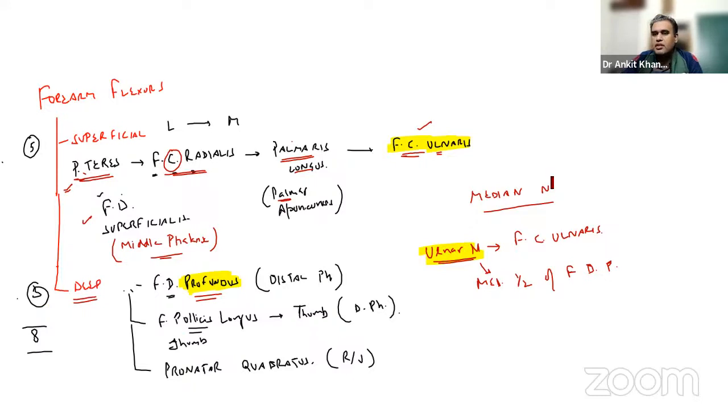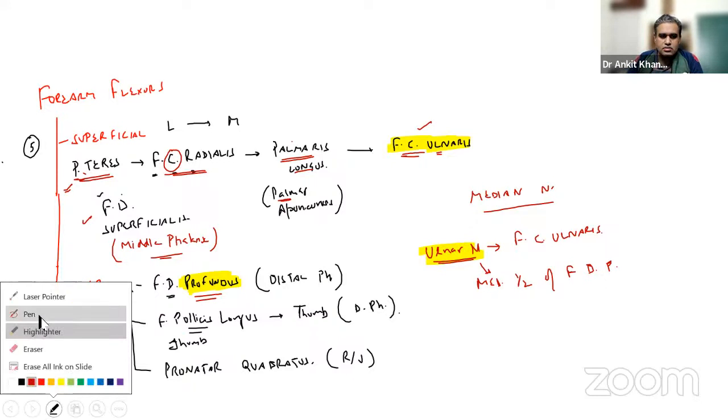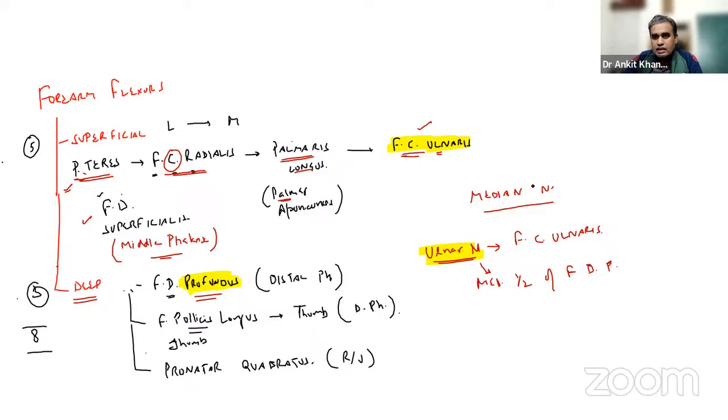One more catch is that the median nerve, okay, let me use the pen, not the highlighter, actually gives off a branch that is known as anterior interosseous nerve. So here the remaining muscles. How many remaining muscles? 6.5. Why 6.5? Because ulnar nerve is supplying 1.5 muscles. One is ulnaris and half is this. So 8 minus 1.5 is 6.5.